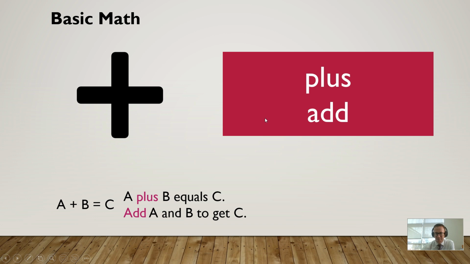Plus. Add. So this is this symbol that you often see in maths. And it's A plus B equals C. Or add A and B to get C. So we use them slightly different in the sentence, but this is what they mean. They mean the same thing. Spelling and pronunciation is quite easy for this. Maybe the DD, you might need to remember that for the spelling. ADD.